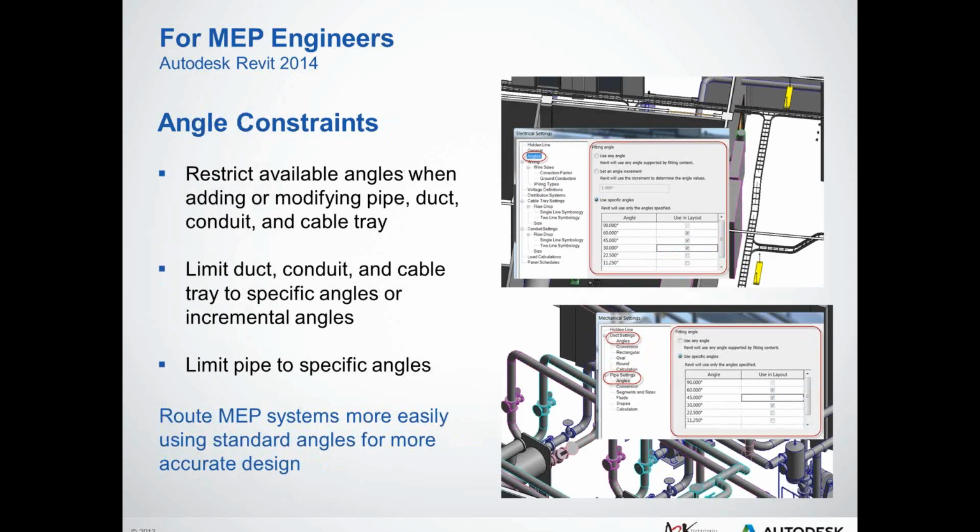There are some angle constraints put into the properties, so where certain fittings come in certain angles, you can now specify whether you want to use any angle or specific angles that you may define inside these settings here. Basically, it's just adding some extra constraints to stop people from putting in angles maybe that they shouldn't be using.